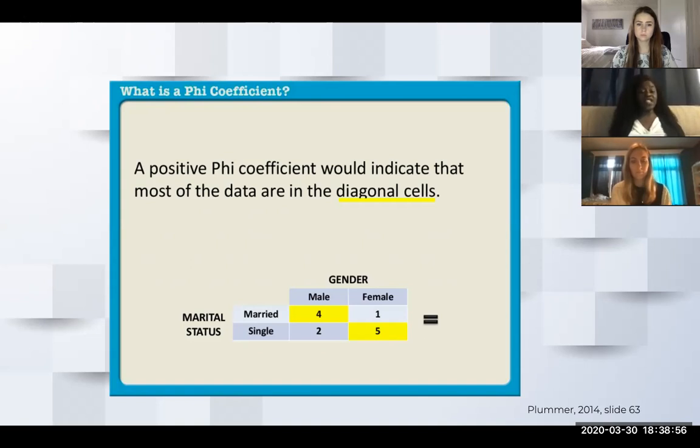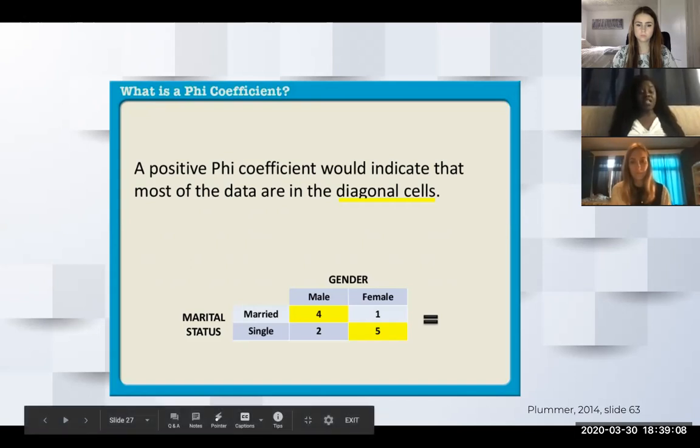Now, researchers will take a look at the appearance of this chart to determine whether there is a positive relationship, a negative relationship, or no relationship at all. In this example, this is a positive relationship because most of the data are on a diagonal, which is highlighted in yellow.